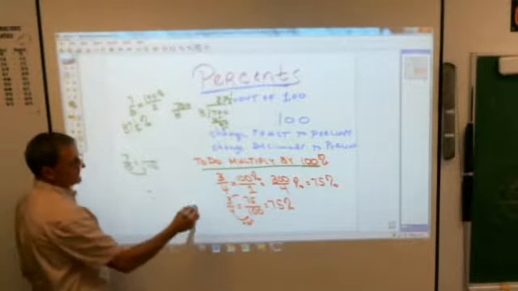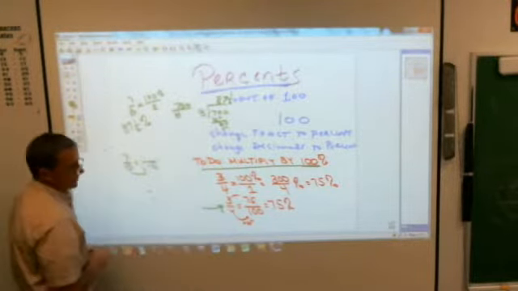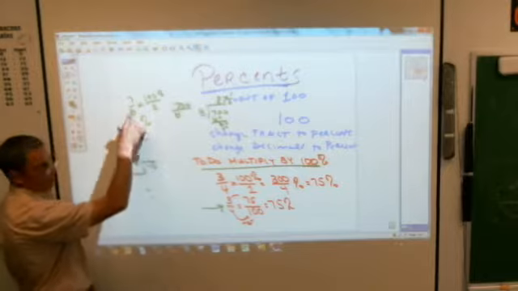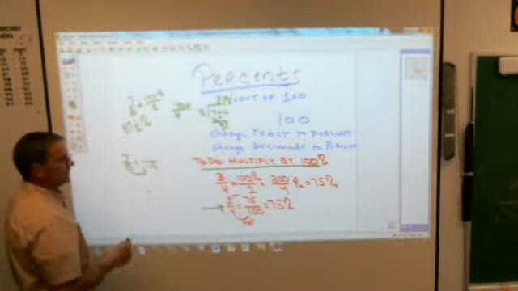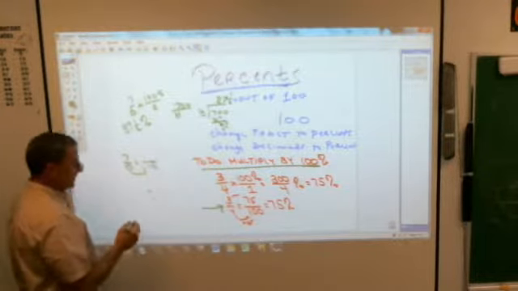Okay, so by all means, if the other way works for you, feel free to do it. But there are going to come times when fractions don't convert into nice percents, and this is the easy way to do it. Decimals are kind of the same thing.